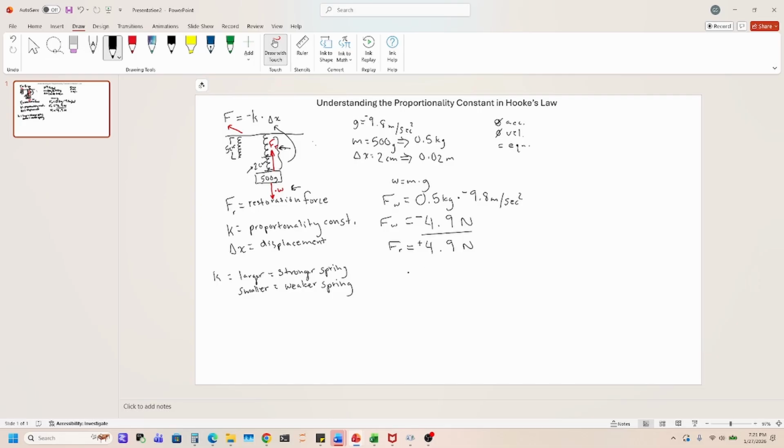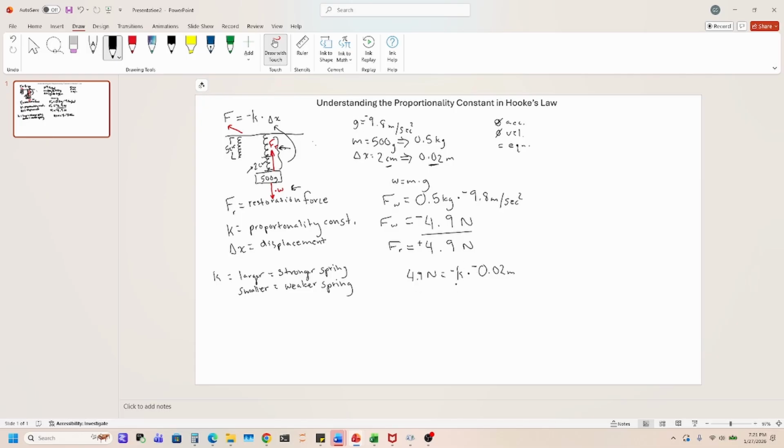Okay, with that in mind, let's try to plug all this into the Hooke's law equation. So we've got our 4.9 newtons over here on the left side, and we've got the negative k, we don't know what that is yet, times our displacement of 0.02 meters, and I got that when I converted my centimeters over here. And we know that that's in the opposite direction of the way the spring goes. It's the same direction that the weight force is going, so that has to have a negative sign on it as well. Okay? Because our displacement is actually a vector.